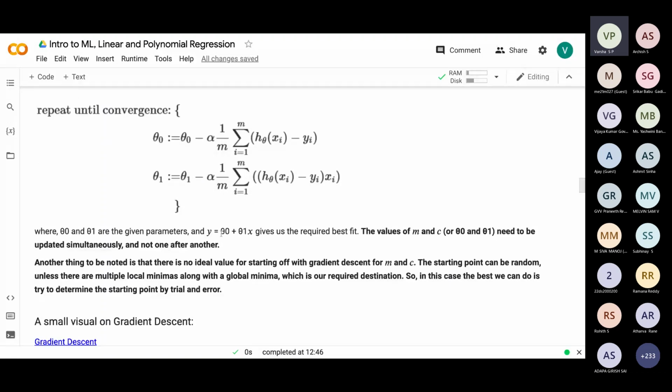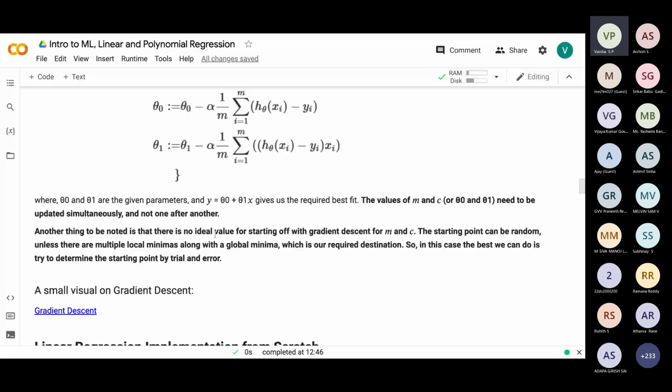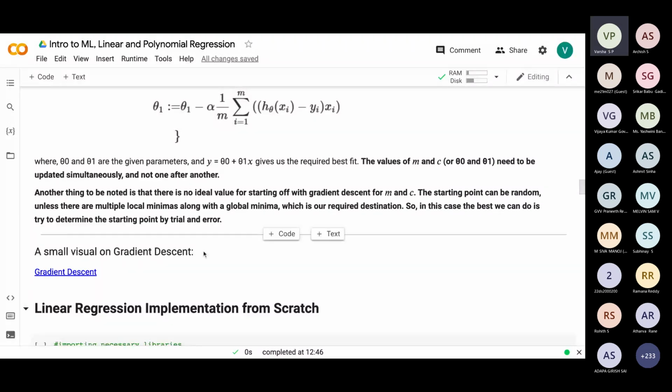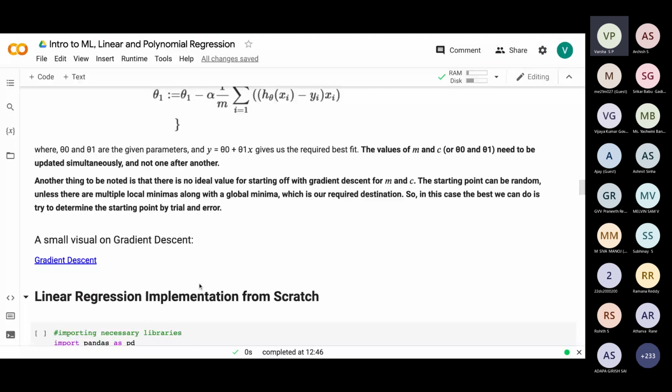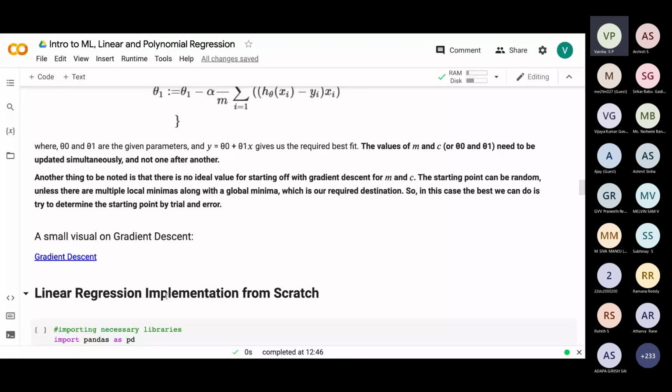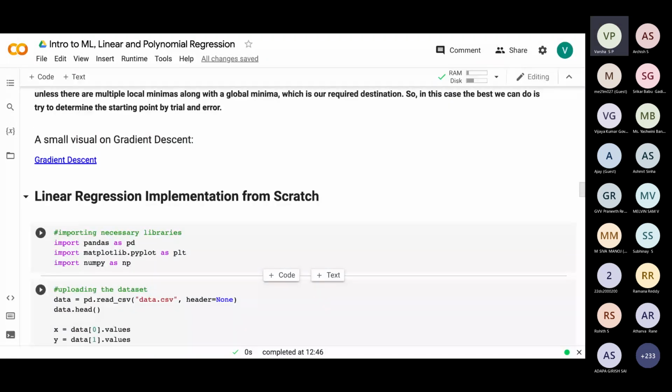As I mentioned, theta naught will be the intercept, and theta 1 will be the coefficient of x, which we have taken. So this is basically how linear regression works, but things get more clear once you see the implementation part of linear regression. And I think this part Shrikar will continue.